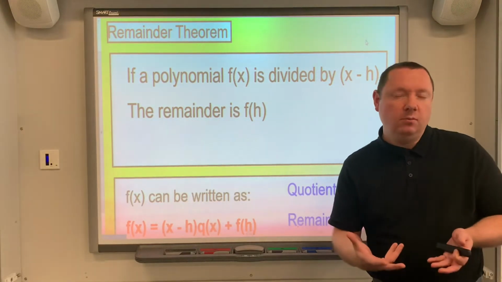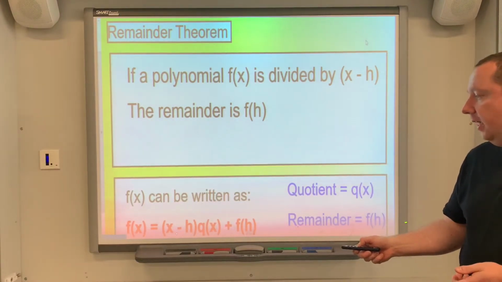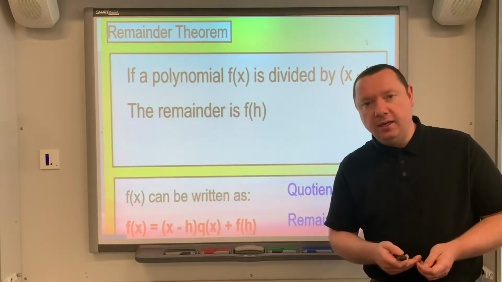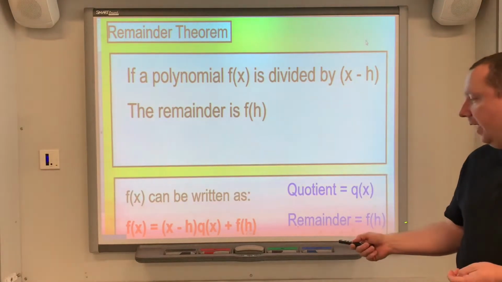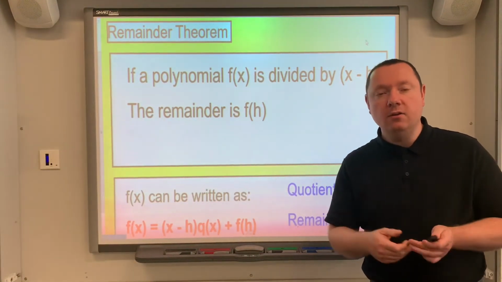Now that seems like, well, so what? Well, it means if you divide by x minus h, let's say you're dividing by x minus 3, then f of 3, if you substitute 3 into your original polynomial, will tell you the remainder.